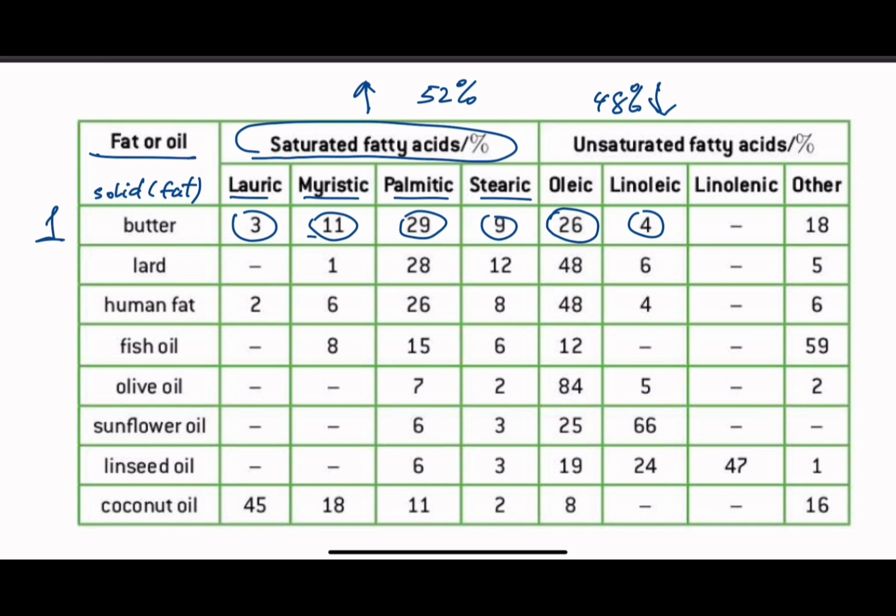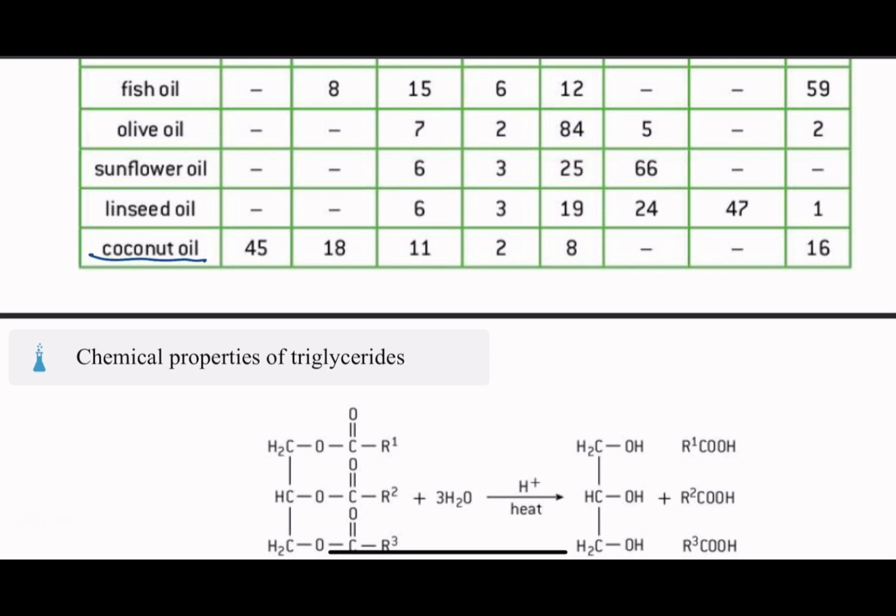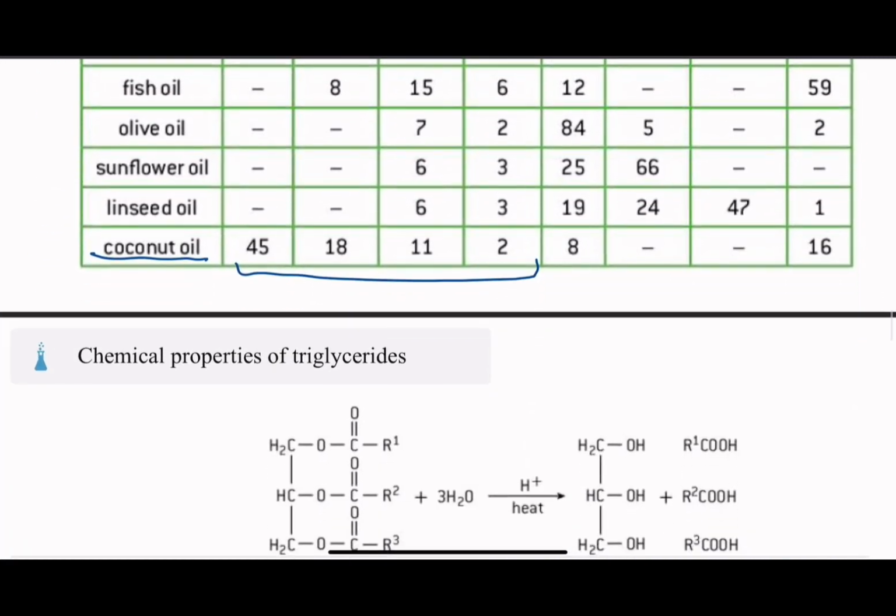Okay? And even if you look at the coconut oil, we call it a coconut oil, but look at the percentage we have for saturated fats. It's like 63 plus 13, which is 76, and this is 24 in here. So we know that normally coconut oil is solid at room temperature, and this is why, because we have more saturated fat in it and less unsaturated fat.